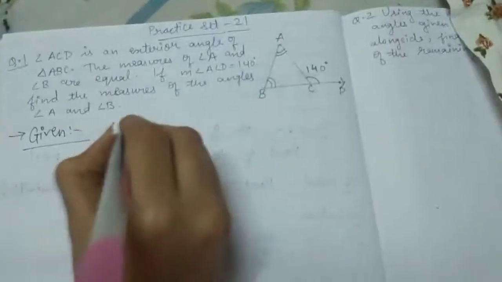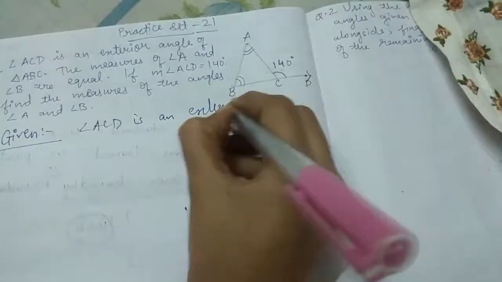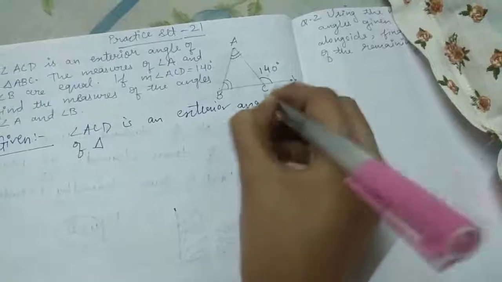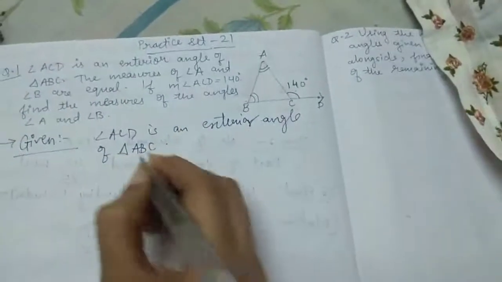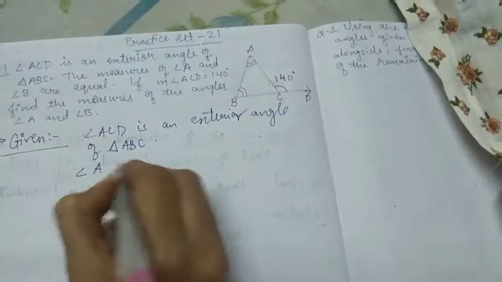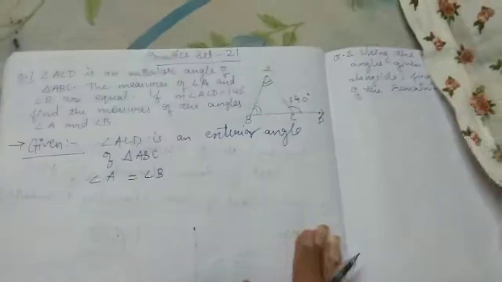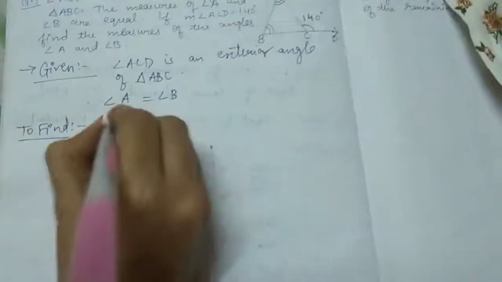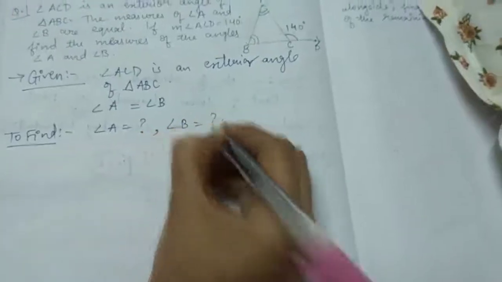So what is given? Angle ACD is an exterior angle of triangle ABC. And what else is given? Angle A is equal to angle B. These 2 points are given in question. Next we have to write to find. What we have to find? Measure angle A and measure angle B both.